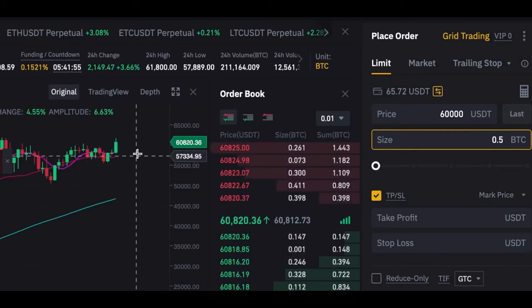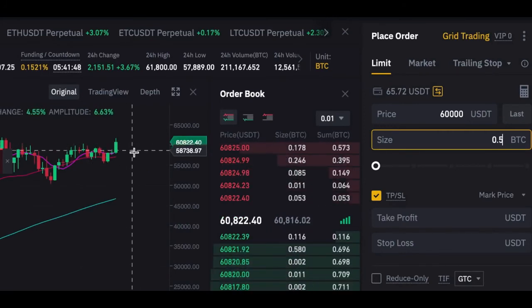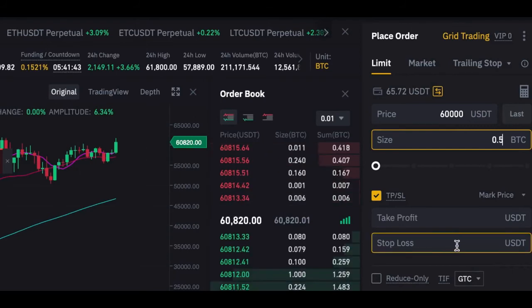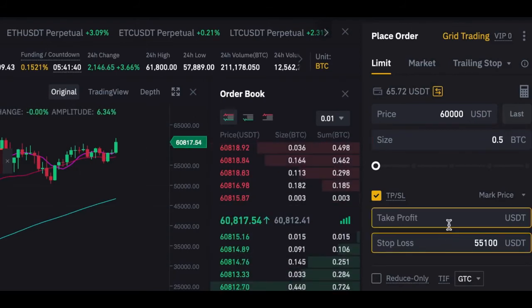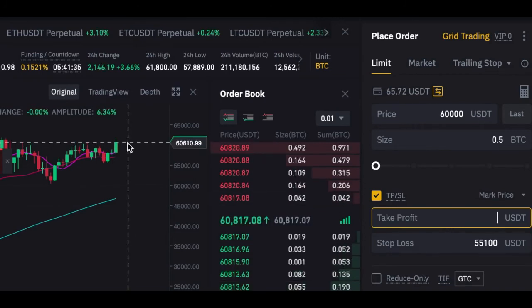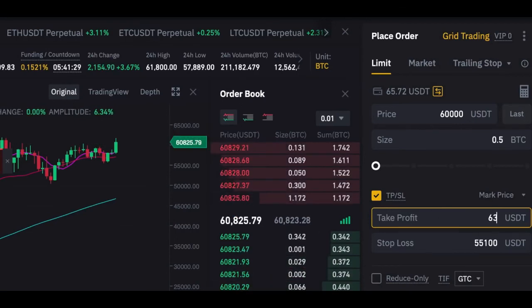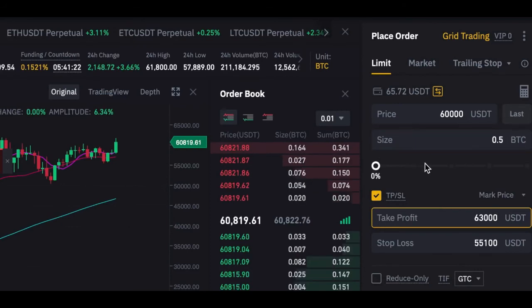So I'm going to open up my position at 60,000 right here. And if the price comes down to 55.5, I'm happy. 55.1, I want to sell out. So my stop loss, 55,100 like this. And then the take profit, I'm going to say that we're probably going to break out. And I think the take profit for me is going to be 63,000. So 63,000 like this. That would be a breakout and I would be happy to enter that trade.